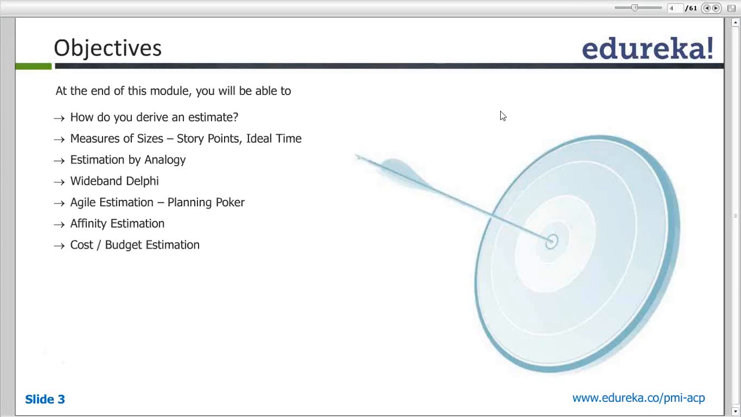So the agenda of today's class would be, we would be learning here about agile estimation. We would try to understand how agile estimation is different from the traditional estimation technique, what are the measures which are used for estimation in agile, like story point, ideal time, and what are the various estimation techniques which can be used for the estimation.